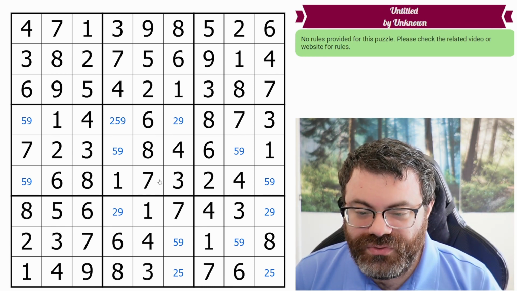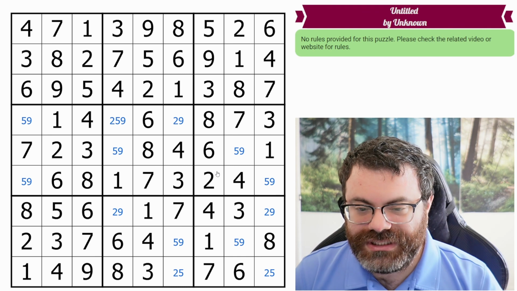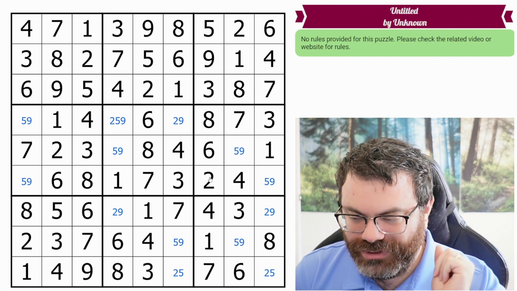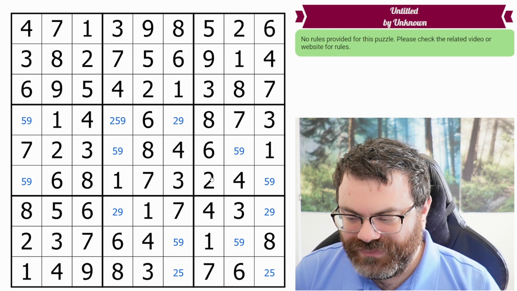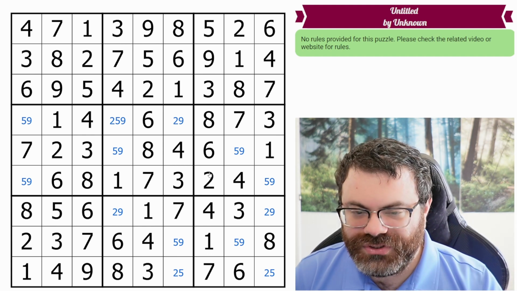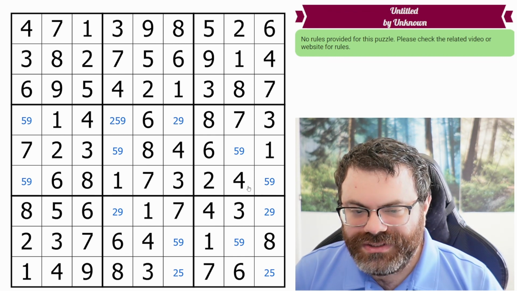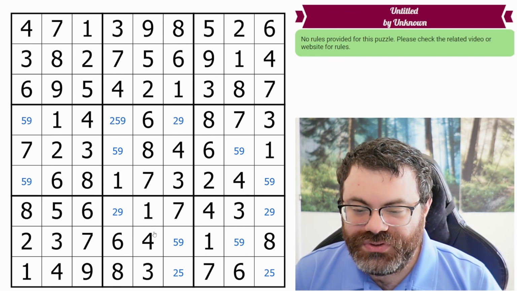There are a few things you could find here. Usually there's either going to be a skyscraper or a 2-string kite, or you may be able to just find an XY chain. All of them are extremely useful to know in this situation or similar situations. So let's go through each one. First of all, 2-string kites.